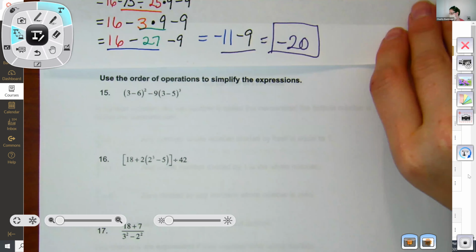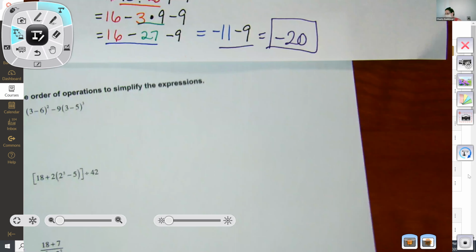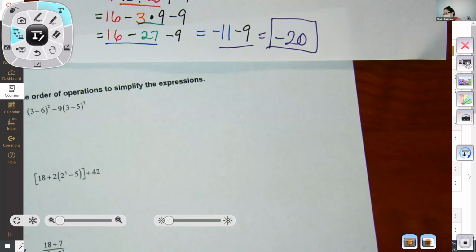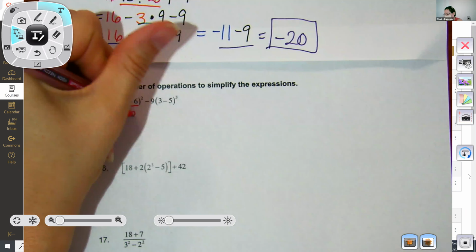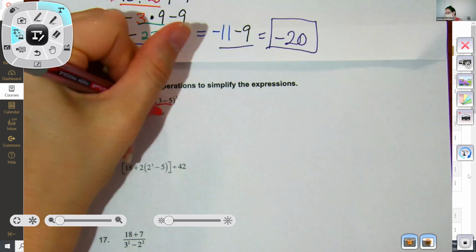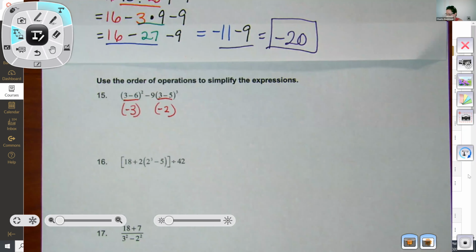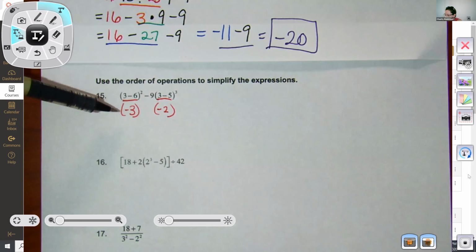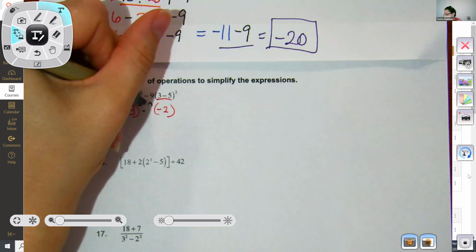Number 15. So we do have some things that are on the inside of parentheses that we need to do. So 3 minus 6 is negative 3. And 3 minus 5 is negative 2. And then let me just bring everything else down. I want to keep it in parentheses for now. So that's negative 3 squared minus 9 times negative 2 cubed.